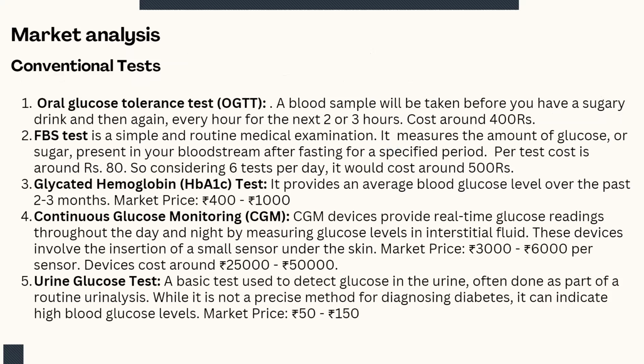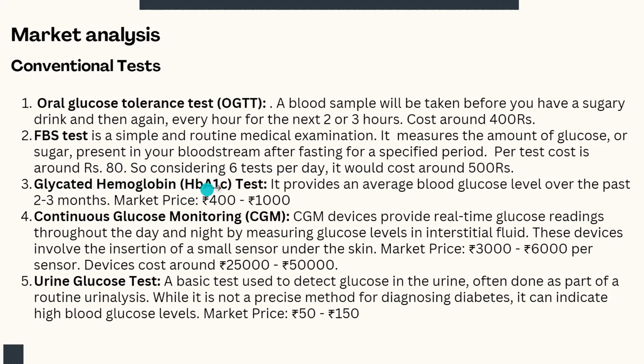Coming to market analysis, the general tests that are available are the oral glucose tolerance test, for which you have to be fasting, and then continue testing every hour for the next 2 to 3 hours. So you have to do 3 to 4 tests, and the cost comes around 400 rupees for the entire set. And this is the fasting blood sugar level test. This is a regular medical examination, and it measures the amount of glucose present in the bloodstream, and the cost per test is around 80 rupees. So considering 6 tests per day, it would cost around 500.